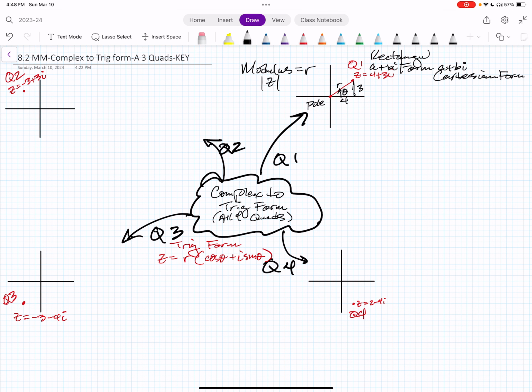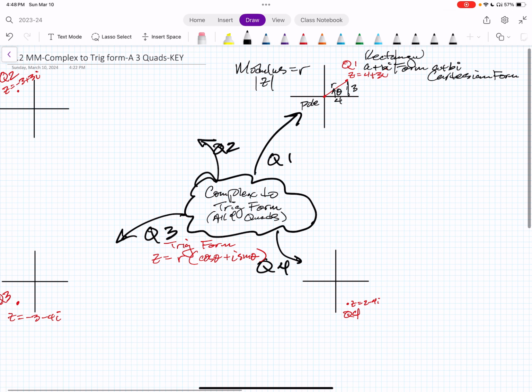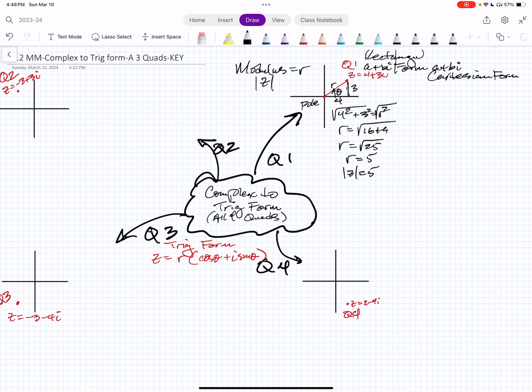The way you get that is by using the Pythagorean theorem. So 4 squared plus 3 squared is equal to r squared, or absolute value of z squared. When we take the square root of both sides, r is the square root of 16 plus 9, that's 25, and the square root of 25 is 5. So we know the modulus is 5, or the absolute value of z is 5. There's your modulus. That's the distance from the point to the pole. That's all it represents. Nothing fancy.